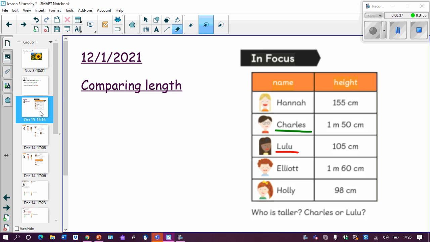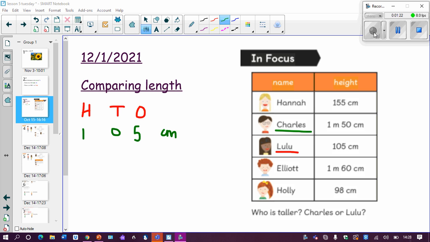This is our in focus for the day. On the right hand side of the page, there is a chart. On the left are the names of the people, Hannah, Charles, Lulu, Elliot and Holly, and on the right is their height. Notice that some of these are written in centimetres and some of them are metres and centimetres. The question is, who is taller, Charles or Lulu? Using the methods you did last week, so partitioning, could you explore this in focus and see if you could work out who is taller? Pause the video and have a little go.